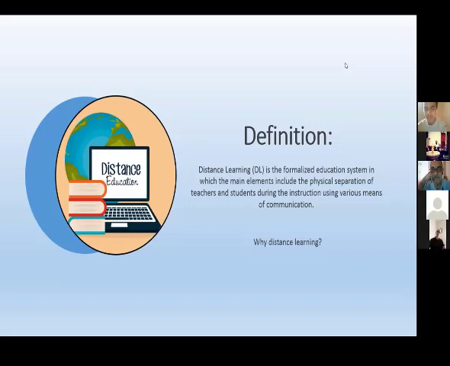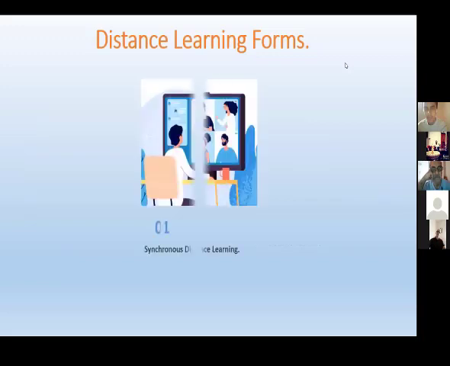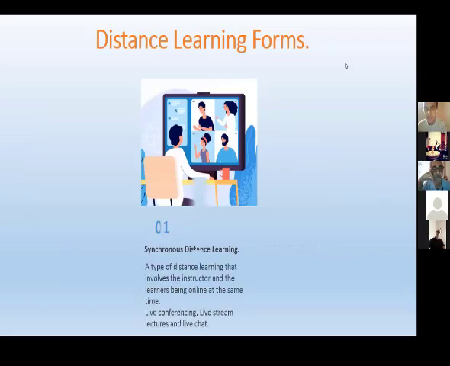So distance learning takes many forms, including synchronous distance learning. Synchronous refers to real time. So synchronous distance learning is a type of distance learning that involves the instructor and the learners being online at the same time, meaning that you as a learner, your classmates and your professors interact at the same time. It is the most popular format used by distance learning departments, as it facilitates the interaction between professors and their students. Methods used in this type of distance learning include conferencing, live stream lectures, and live chat.